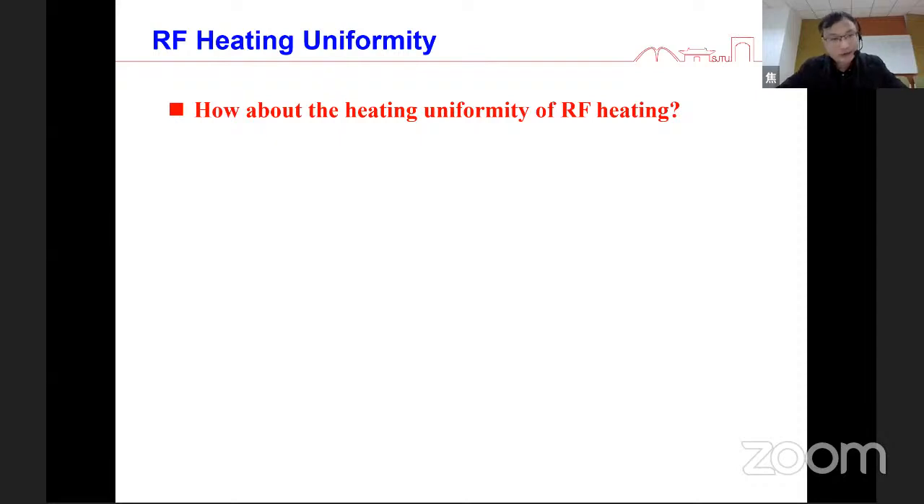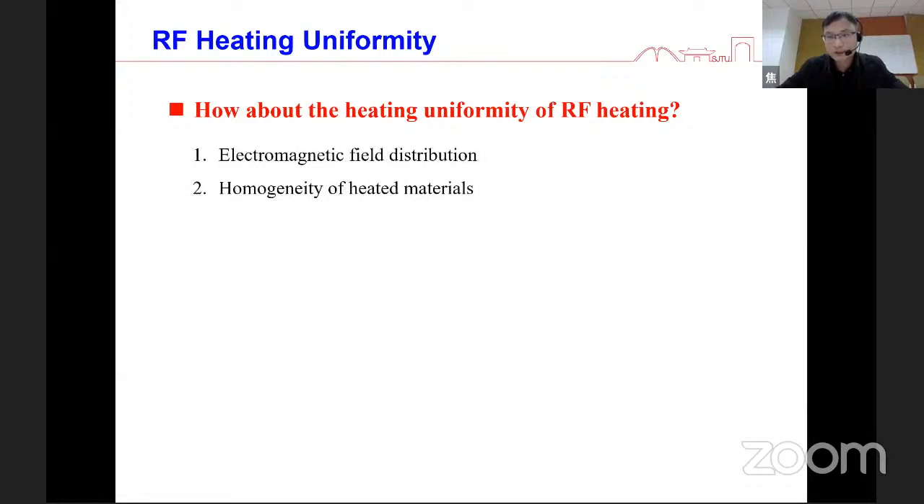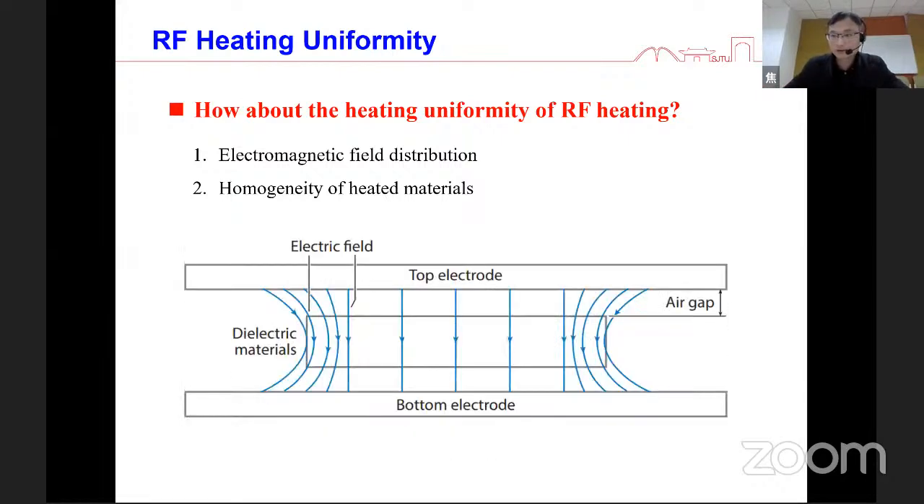So let's talk about the RF heating uniformity. We know the heating principle of the RF heating, right? And its similarity and difference compared with the microwave. So how about the heating uniformity of the RF heating? We all know that for the conventional heating method, the heating is not totally uniform, right? Since the heat is transferred from the outside to the inside, right?